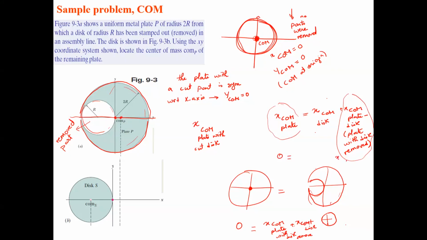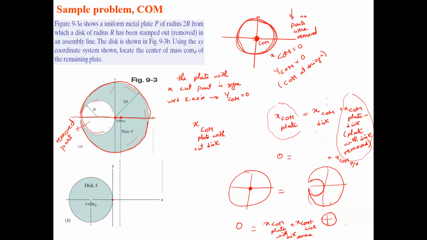I'll name it x center of mass of the plate with a disk removed. I'll name it P slash D. What I still need is the center of mass of the removed disk itself.